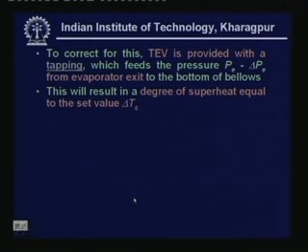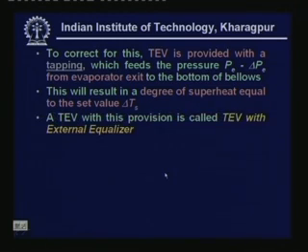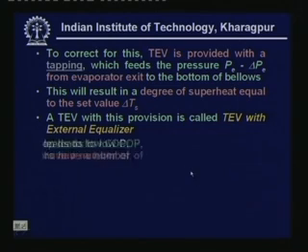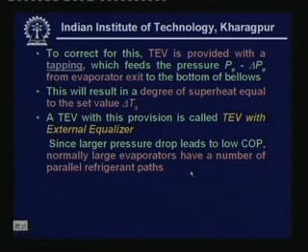So this will result in a degree of superheat equal to the set value delta Ts. A TEV with this provision is called a thermostatic expansion valve with external equalizer. Since larger pressure drop leads to low COP, normally large evaporators have a number of parallel refrigerant paths. Of course, this does not really solve the problem.